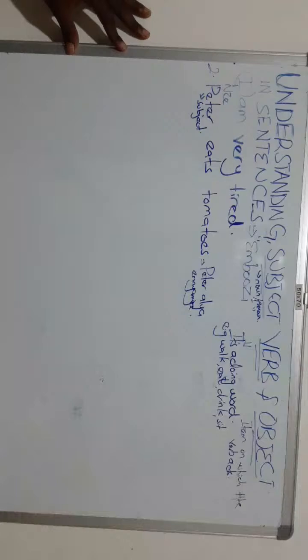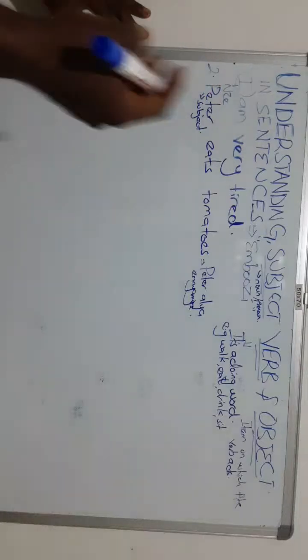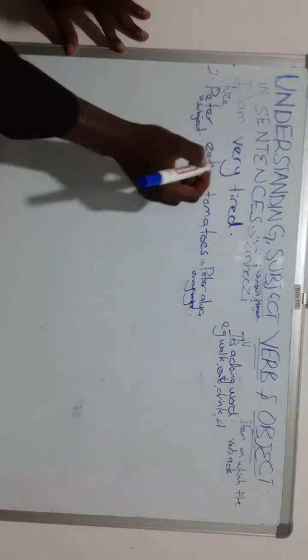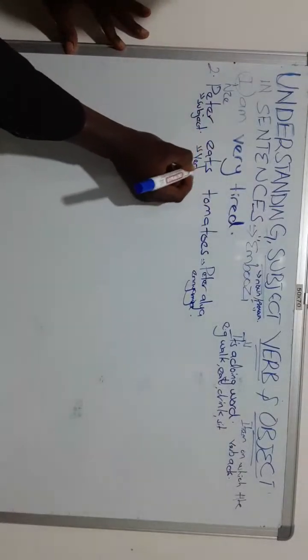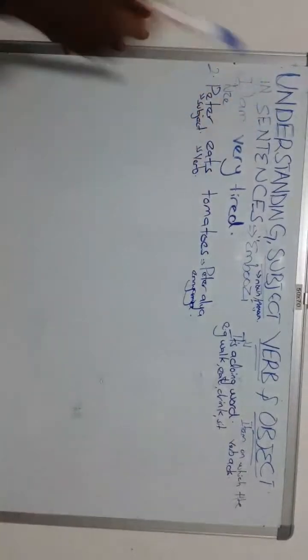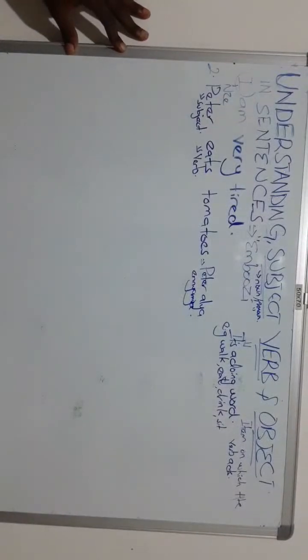So what is the action? The action Peter is doing is eats. So Peter eats. So eats is my verb. Hope we are together. So it is going to be my verb. Super. My verb is eats. Hope we are together. Okay.